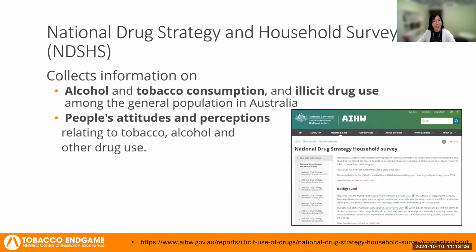So first up is the National Drug Strategy Household Survey, which is run by the Australian Institute of Health and Welfare. This survey collects information on alcohol and tobacco consumption, as well as illicit drug use among the general population in Australia. It also collects people's attitudes and perceptions related to tobacco, alcohol, and other drug use.